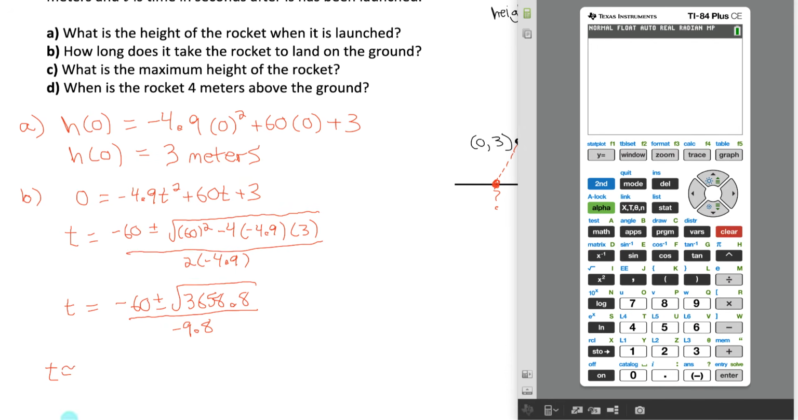My first answer I can generate by doing negative 60 plus that square root, all divided by negative 9.8. And that gives me approximately negative 0.05 seconds. And my second answer I can get by doing negative 60 minus that square root, all divided by negative 9.8. And I get approximately 12.29 seconds.